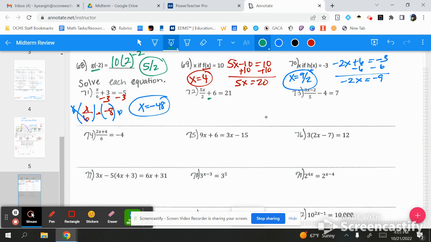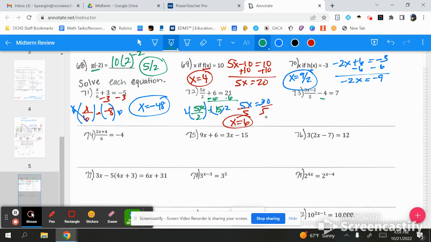72, same type deal. We're going to start by getting rid of the 6. So I have 5x over 2 is going to equal 15. Multiply each side by 2. So 5x will equal 30. Divide each side by 5. X equals 6.